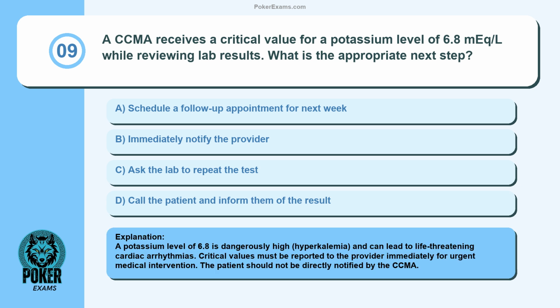A potassium level of 6.8 is dangerously high, hyperkalemia, and can lead to life-threatening cardiac arrhythmias. Critical values must be reported to the provider immediately for urgent medical intervention. The patient should not be directly notified by the CCMA.